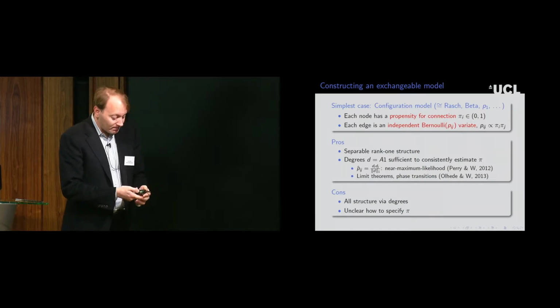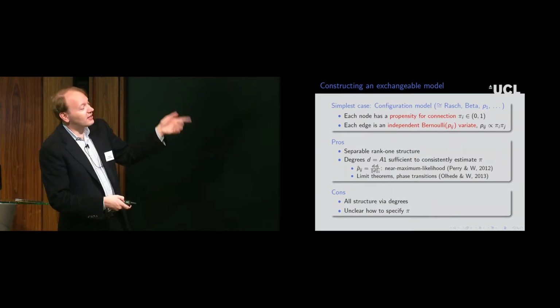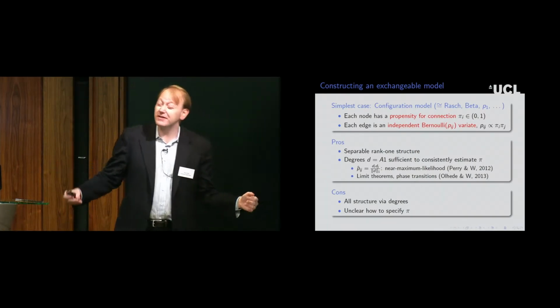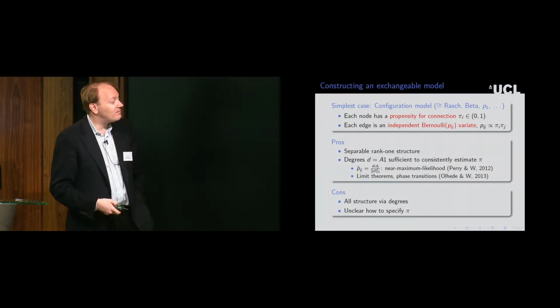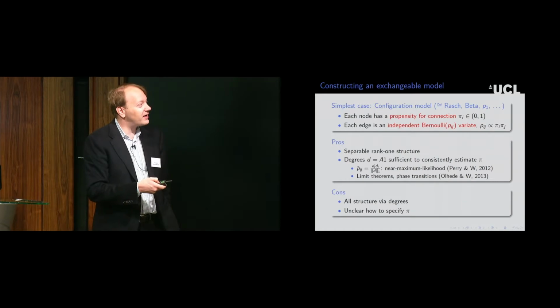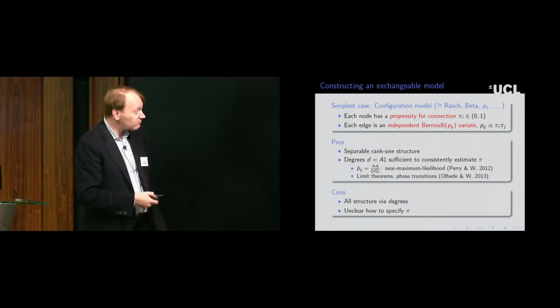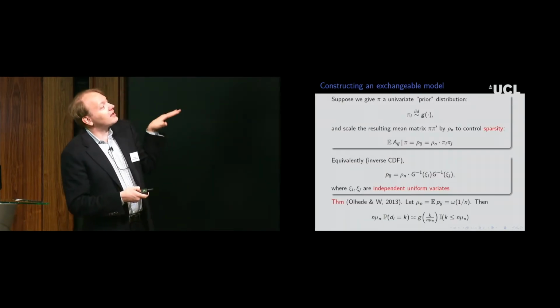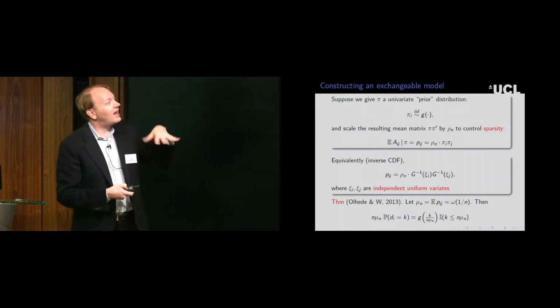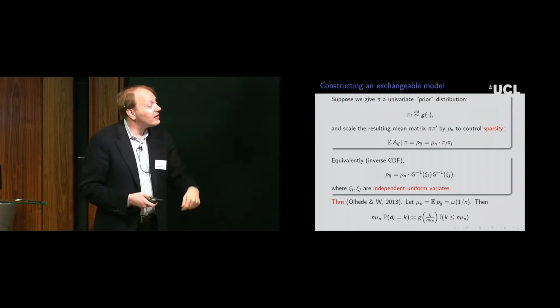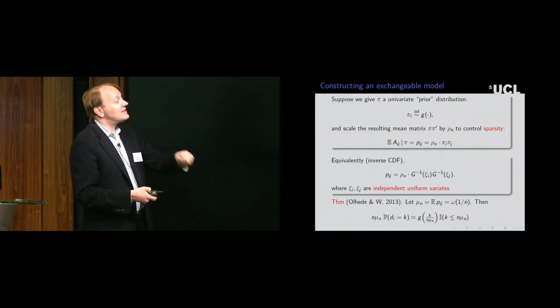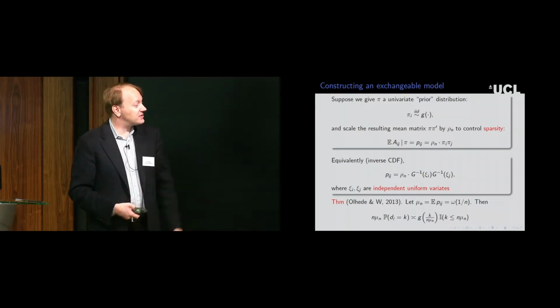Right? On the other hand, all the structure here comes via the degrees, via the marginals. So if you thought of this as a contingency table, this would be the marginals of the table. And maybe it's a bit unclear how to specify these propensities in the model. It turns out that if you draw the propensities IID from some prior distribution G, then we get exactly back to the case I was describing before.